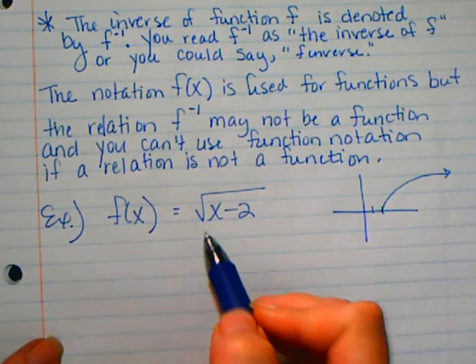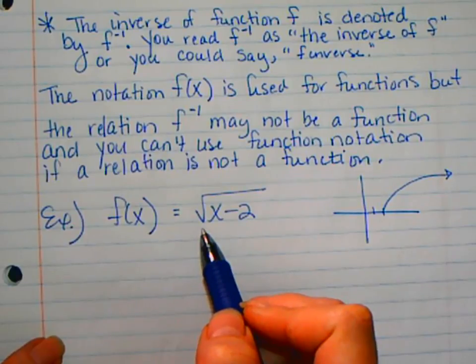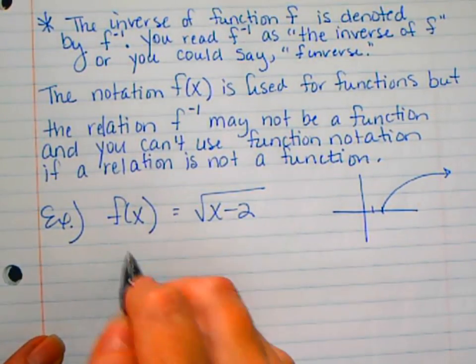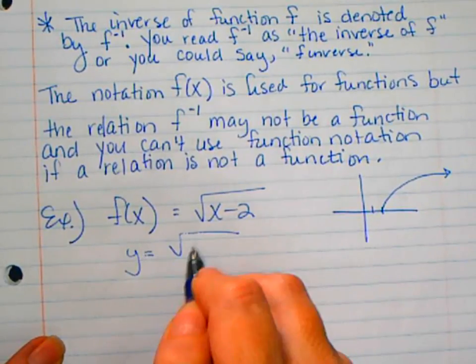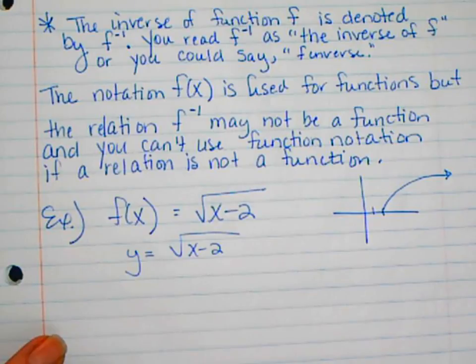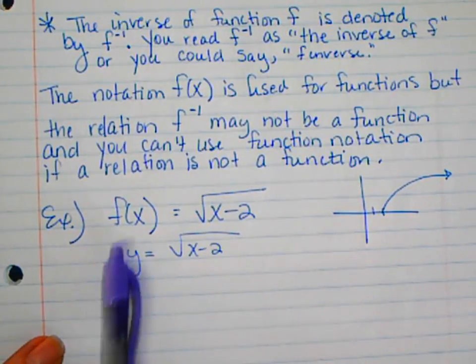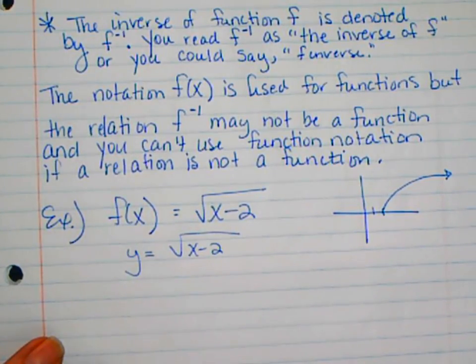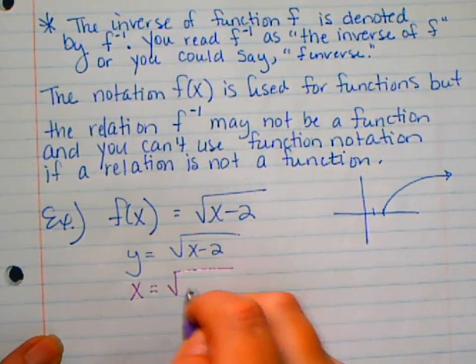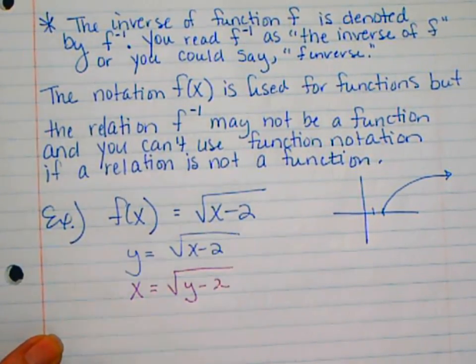All right, but when I switch my x and my y, I'm not going to rewrite this with f of x. So I like to rewrite it first and put a y in place of the f of x. But a lot of times when kids do this, they think they already switched it. Have I already flip-flopped them? No, I just changed out the f of x for a y. So when I flip-flop it, it'll be x equals the square root of y minus 2.